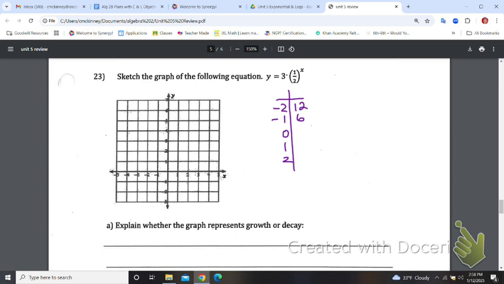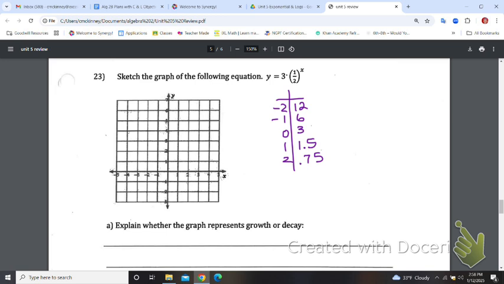1/2 to the 0 power is 1, and then 3 times 1, this is not adding, this is multiplying, is 3. And then 1/2 to the 1st, 1/2 times 3. So as a decimal, I could do 1.5. 1/2 to the 2nd is 1/4, or 0.25 times 3, 0.75.